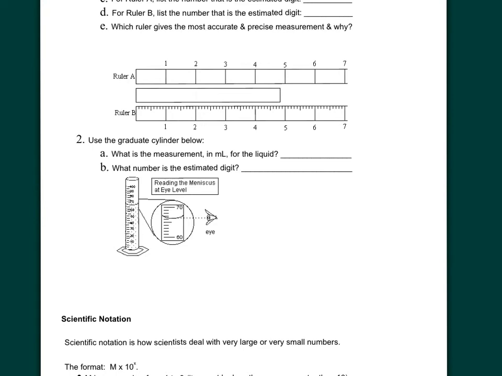So let's look at the measurement of this graduated cylinder. When you measure liquids, you always read the bottom of the meniscus.